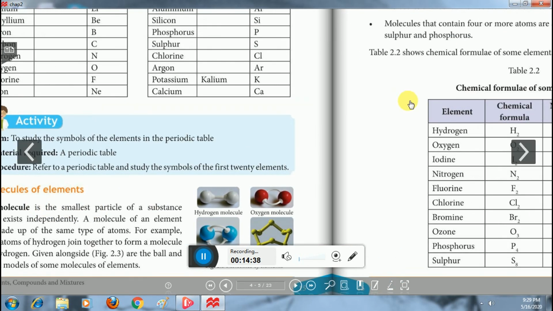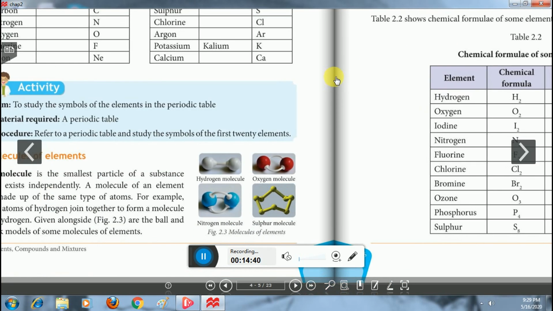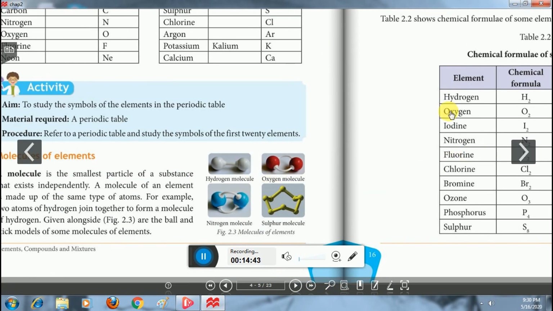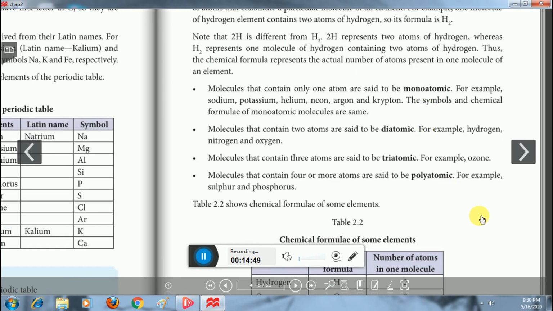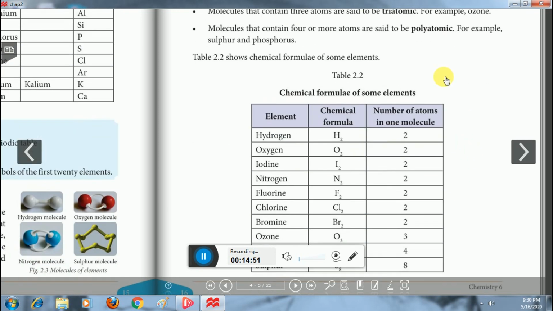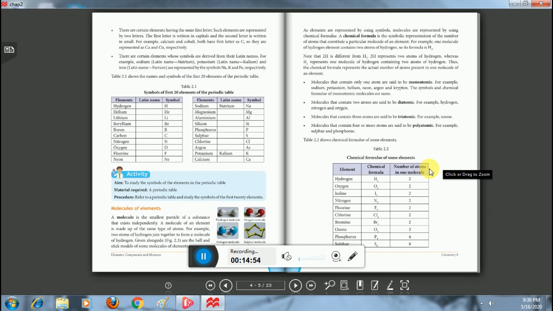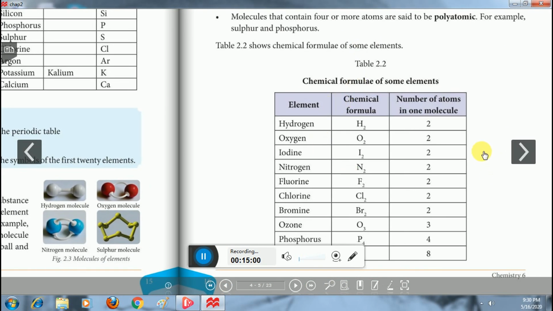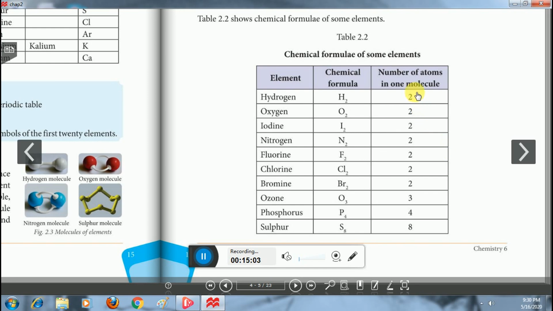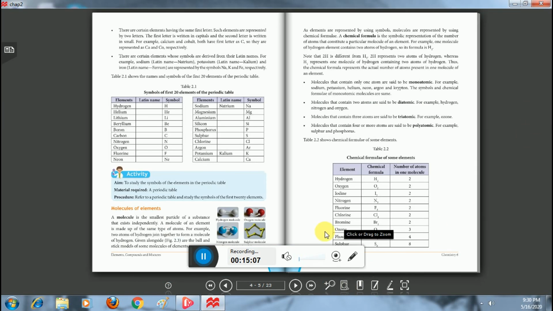Then we have learned about molecules, chemical bonds, the ball and stick models of some molecules, the definitions of chemical formula, monoatomic, diatomic, triatomic and polyatomic. And this table is very important, table 2.2. It is very important. This table represents the different elements and how many atoms are present in a particular molecule. Okay children.